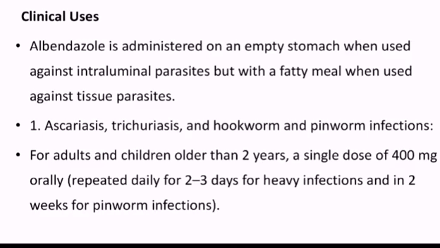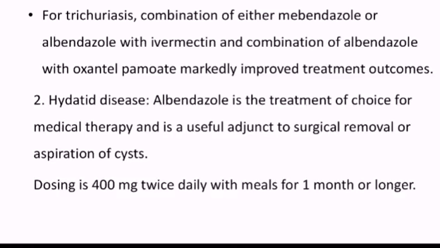First use is in ascariasis, trichuriasis, and hookworm and pinworm infections. For all adults and children older than 2 years, a single dose of 400 mg orally, repeated daily for 2 to 3 days for heavy infections, and in 2 weeks for pinworm infections. That is the first use of albendazole. For trichuriasis, a combination of either mebendazole or albendazole with ivermectin, and a combination of albendazole with oxantel pamoate, markedly improved treatment outcomes. So in trichuriasis we always use it in combination.